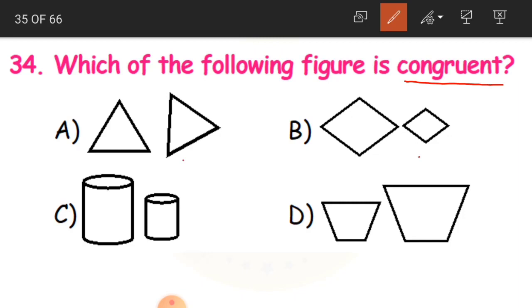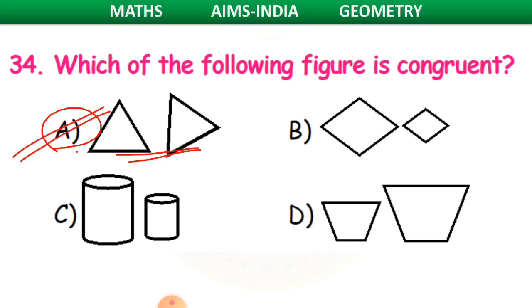Now if you look at the given options, all the given figures are the same in shape, yes or no? See, both the figures in each option have the same shape, but when we look at the size, only option A, the figures in option A have the same size as the other. So option A becomes congruent figures. What are they, children? These two figures are said to be congruent because they have the similar shape and size.